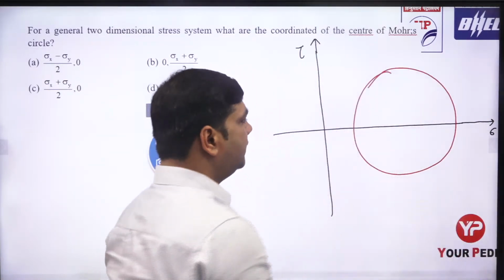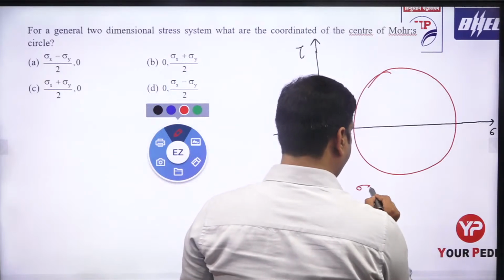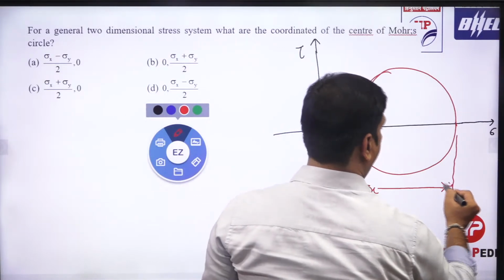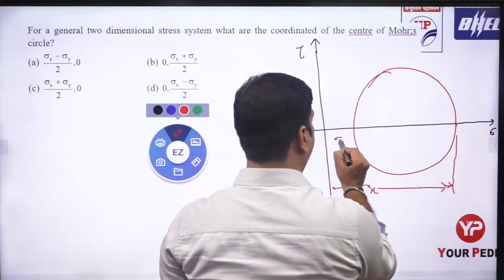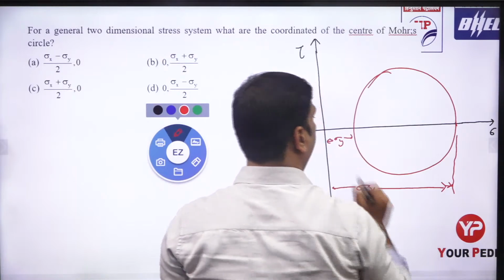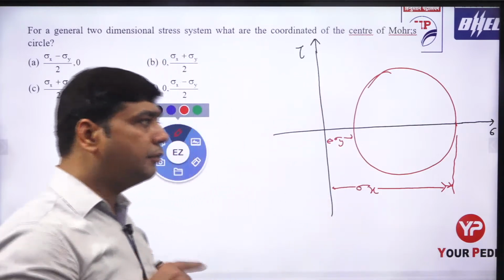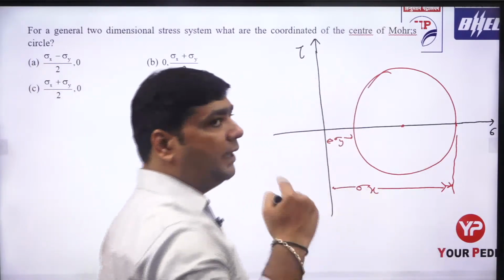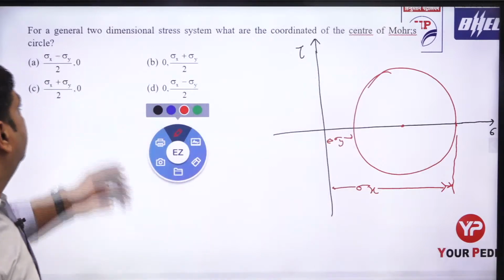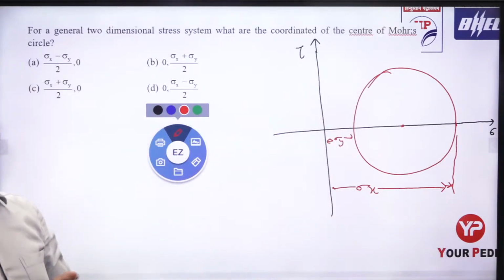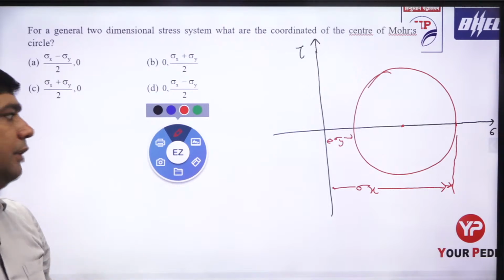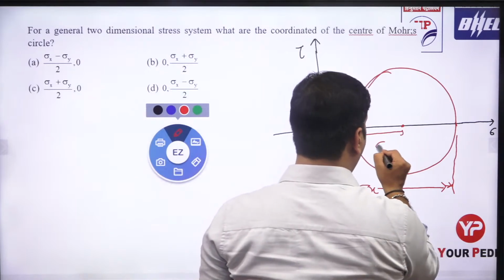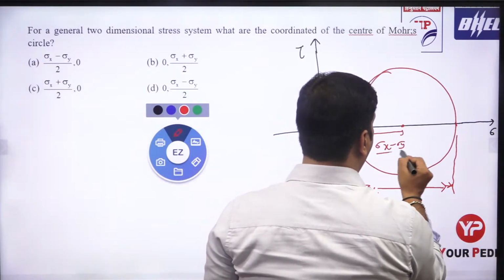Here this is sigma x and this is sigma y. If I find out the radius of the Mohr circle, the confusion is that some students think the center of the Mohr circle and the radius of the Mohr circle are the same thing, but they are actually not the same. This is the radius of the circle, which equals sigma x minus sigma y divided by 2.